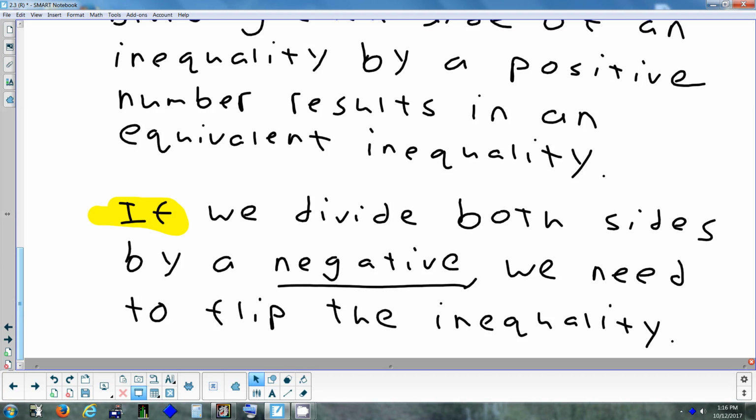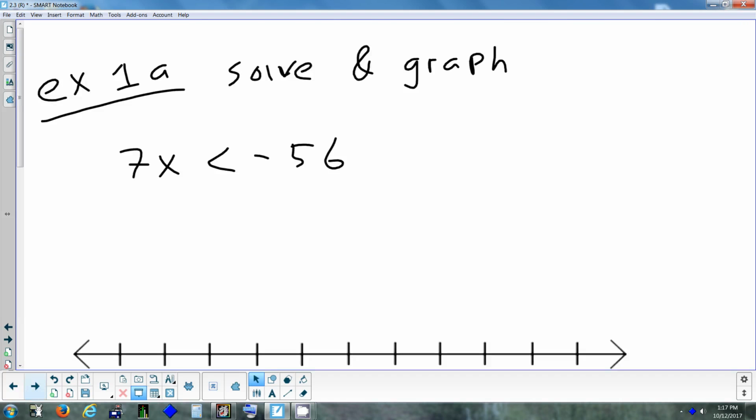No, right, yeah, you're right. We never had to flip it. So the two rules we're showing you today about flipping the sign, you never have to do that with the kind of problems we did yesterday. Adding, you don't do it. Subtracting, you don't. Only multiply or divide. Okay, so let's try an example. 7x is less than negative 56.